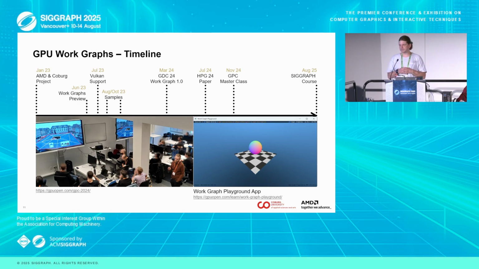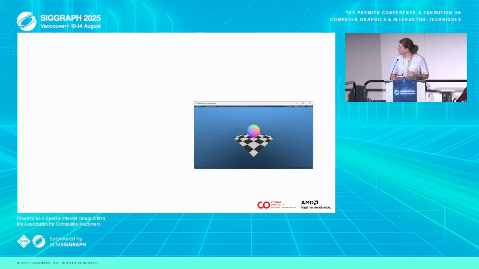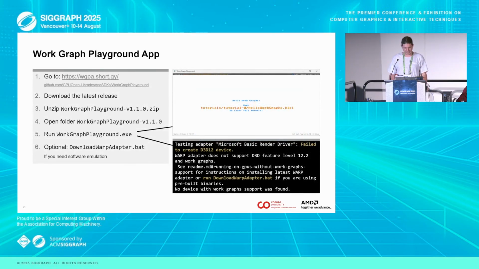And don't worry if your laptop does not support work graphs. We have software emulation in it. It's super easy to download. So what I would like you to do, if you haven't done so yet, is to go to this little page up here, wgpa.short.gy, and that will redirect you to a GitHub repository, particularly to the download section. We have prepared some binaries for you to set up in under a minute. So just download the latest release, that would be the WorkGraph Playground version 1.1.0 zip. Download that, unzip it, and just go straight into the folder. That's the fourth step here.